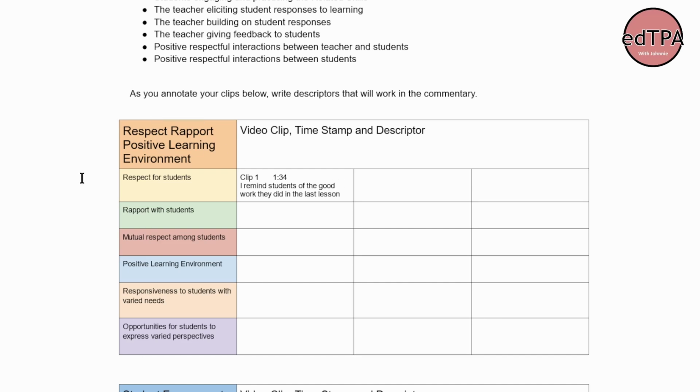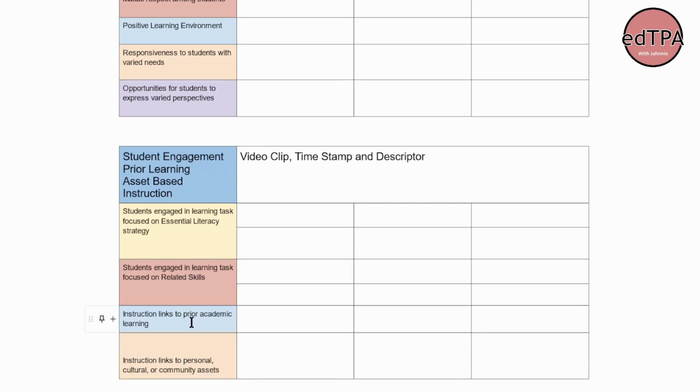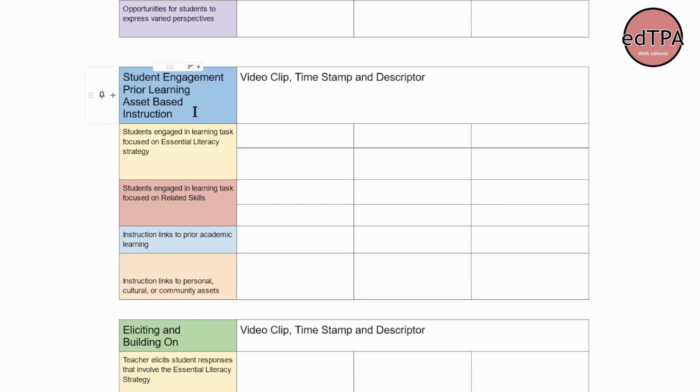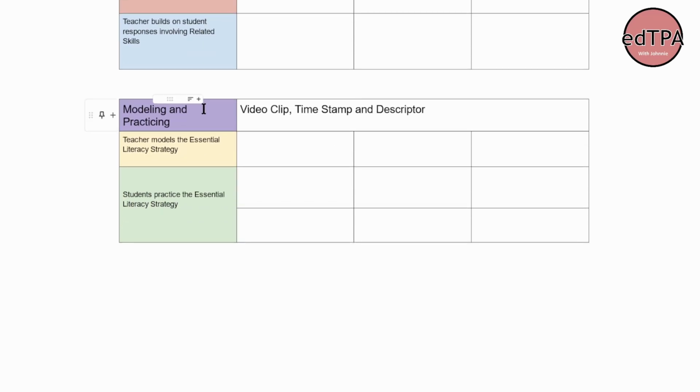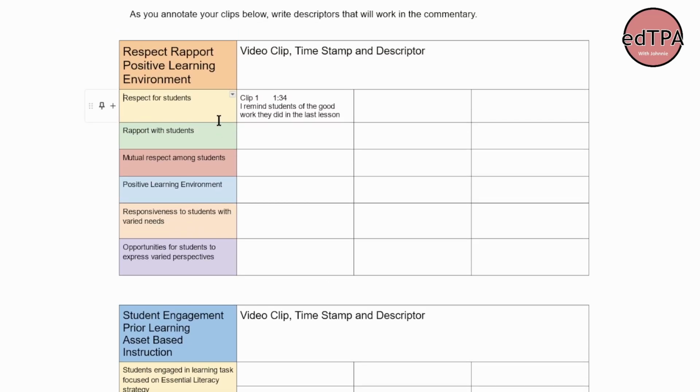And there are different elements. The first one here is respect, rapport, positive learning environment. I'll go through these in a moment. Another set of considerations: student engagement, prior learning, asset-based instruction. And again, straight up from the rubrics, this is about you eliciting and building on student responses. And lastly, modeling and practicing. Again, these are completely straight towards the rubrics. So let's look at the first one.